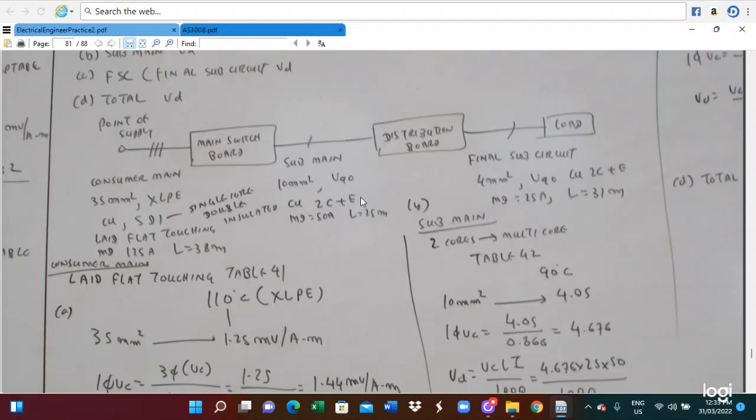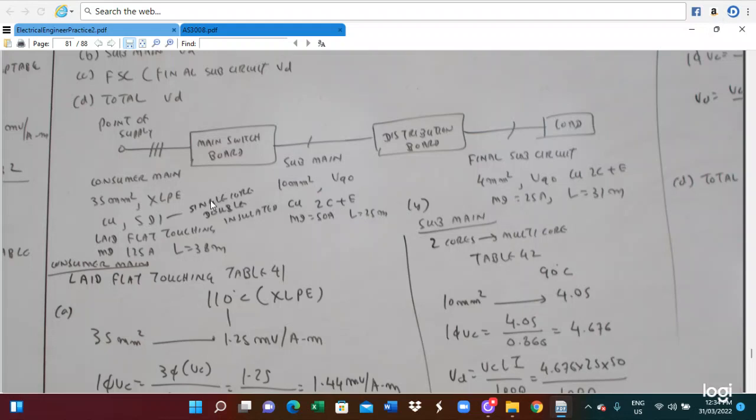The 2C plus E means two cores and the earth wire. Two cores means this is a single-phase system, for the sub-main. The final circuit is also copper, 2C plus E, two cores and the earth, so this is also single phase. The maximum demand is 25 ampere, and the length is 31 meter. Those are the specifications of the consumer mains, sub-main, and the final circuit.